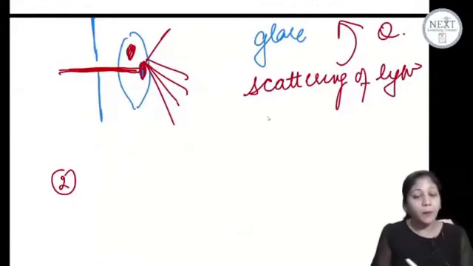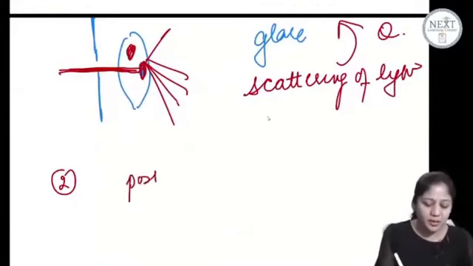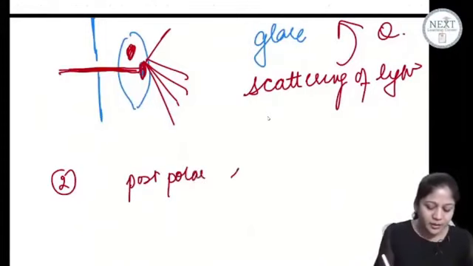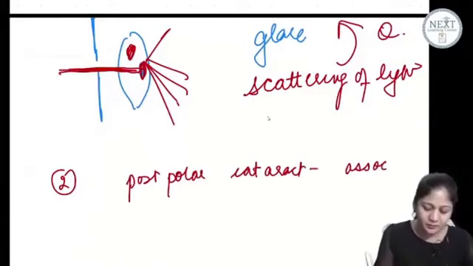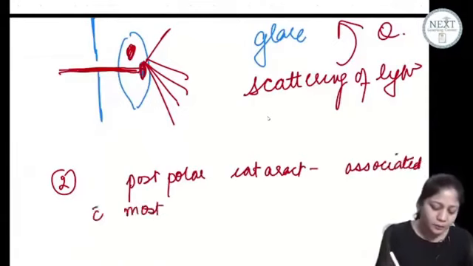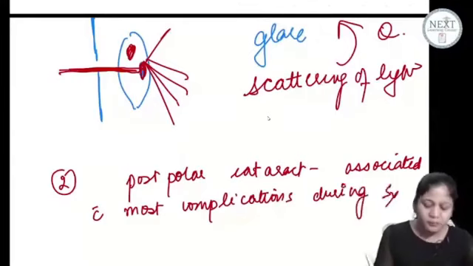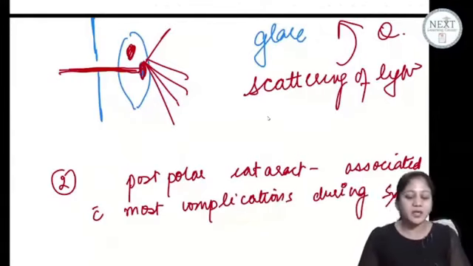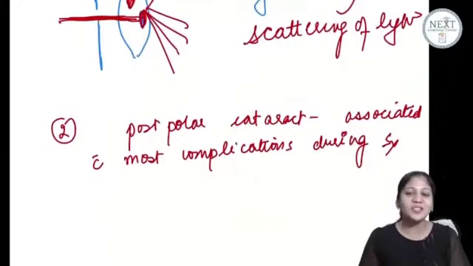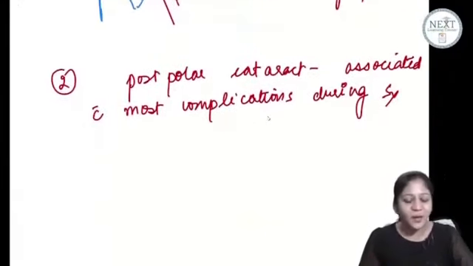चलो, now the second thing which we have to learn from this slide is the complication. It is the posterior polar type of cataract which is associated with most complications during surgery. Most complications during surgery. Now what happens, guys? When you are doing a cataract surgery, it is the posterior polar cataract which gives a lot of challenge to the surgeons. Why? Let me show you with an example. Please see.